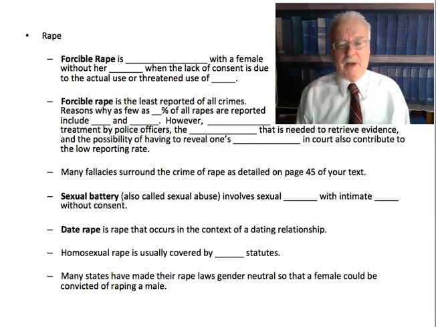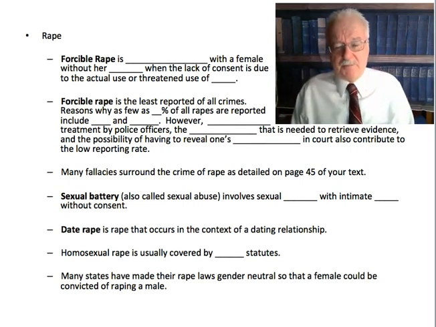All right, let's talk about rape. Forcible rape is sexual intercourse with a female without her consent, when the lack of consent is due to the actual use or threatened use of force. So to have a forcible rape, you have to have first sexual intercourse, and this can be penetration, however slight. It also has to be without consent, and the lack of consent has to be based upon the threatened use or actual use of force.